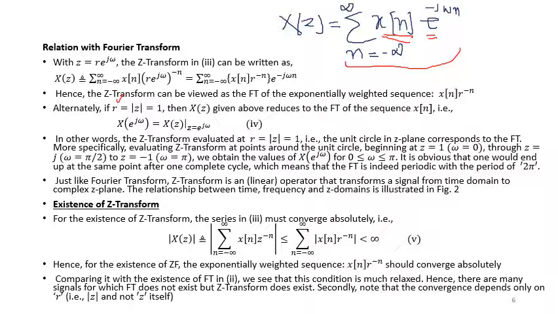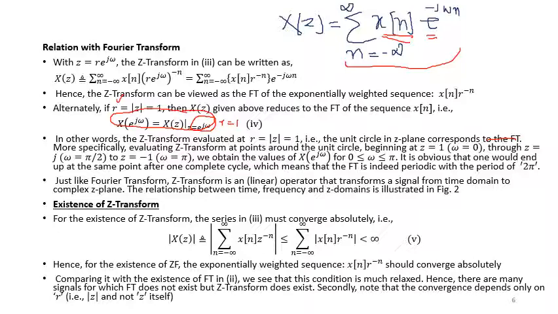So we can say that X(z), the Z transform, when z equals e^(jω), that means we are taking the case when r equals 1, the Z transform and the discrete-time Fourier transform are the same. So the unit circle in the z-plane corresponds to the discrete-time Fourier transform.